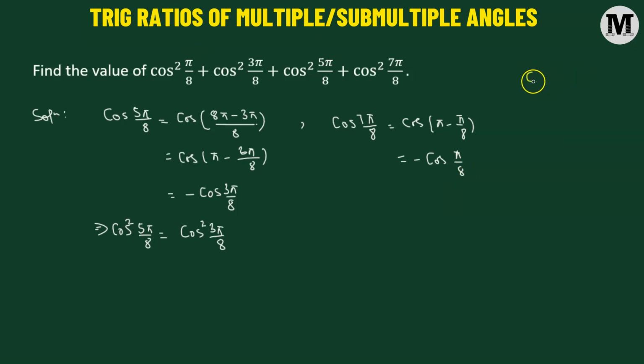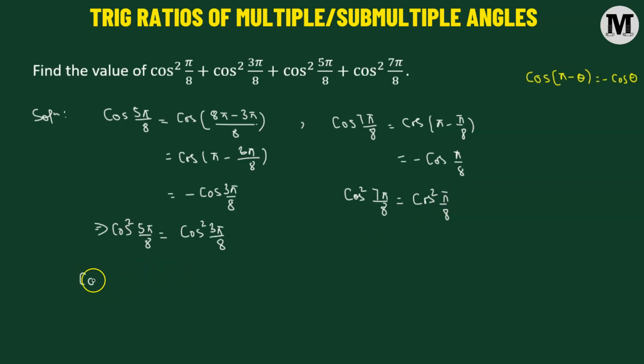So here we are using that if we have cosine of pi minus theta, that's equivalent to negative cosine theta. Now, we can say that cosine of 7 pi over 8 is equivalent to negative cosine pi over 8. Squaring both sides gives us cosine squared 7 pi over 8 equal to positive cosine squared pi over 8. So let's start with the problem now.